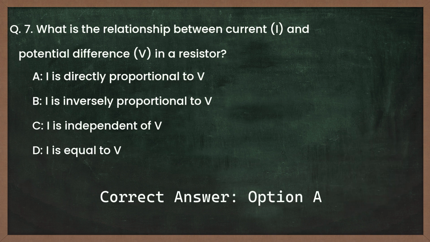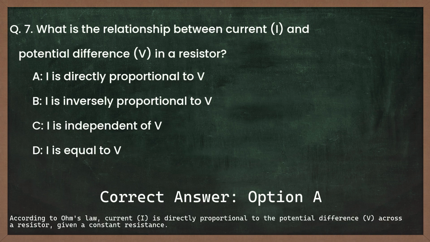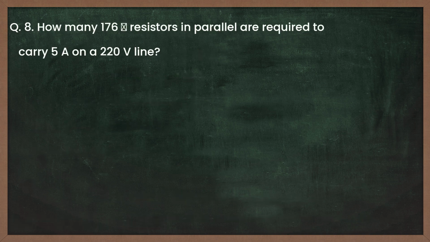The correct answer is option A, which is I is directly proportional to V. According to Ohm's law, current, I, is directly proportional to the potential difference, V, across a resistor, given a constant resistance. Question 8. How many 176 ohms resistors in parallel are required to carry 5A on a 220V line?